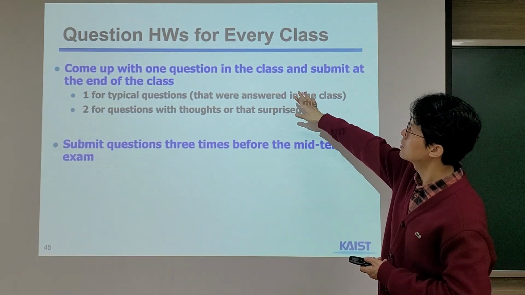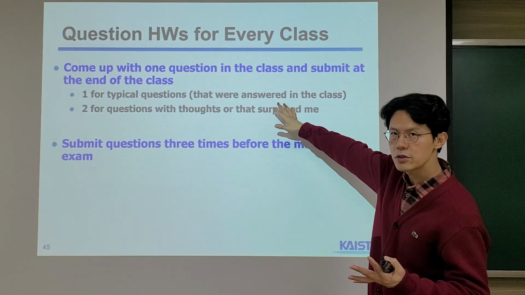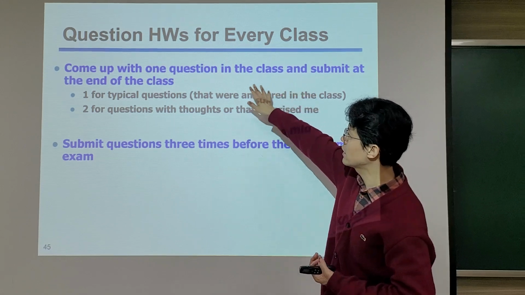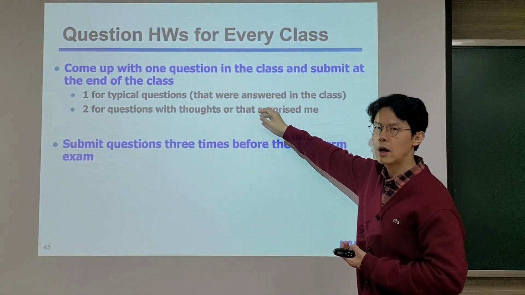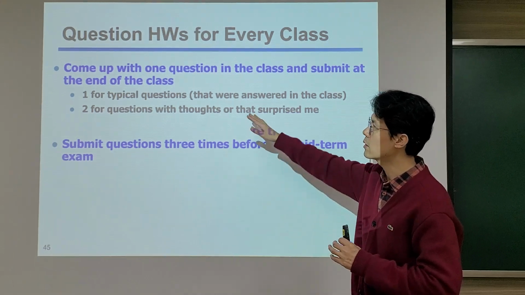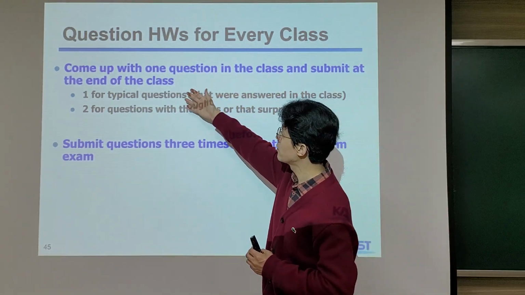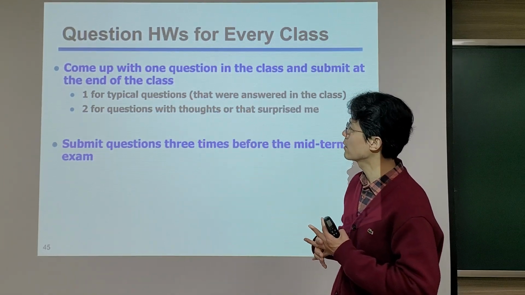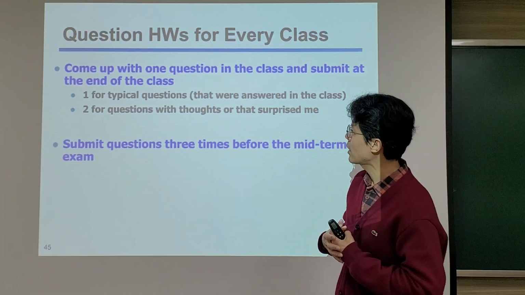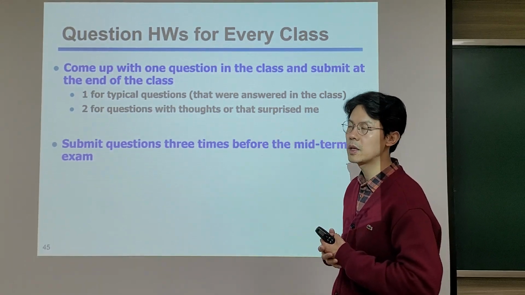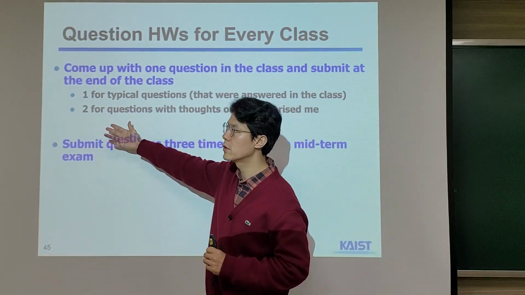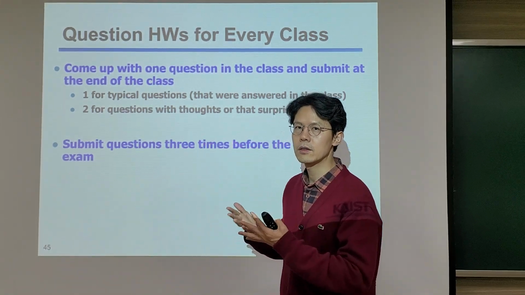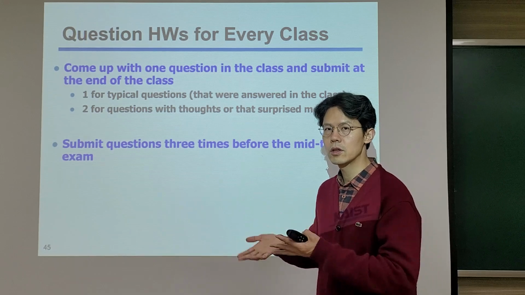Also, I'd like to encourage you to come up with some questions. So I wish you can come up with 1 question in the class and submit it at the end of class. I will give you some score, but you don't need to worry about the score for your question. I just give 1 point for the typical question. But if you can come up with a very good question that surprises me or many people, then I can give you 2. But you don't need to try to come up with this kind of question. Just ask the question that naturally comes to you.